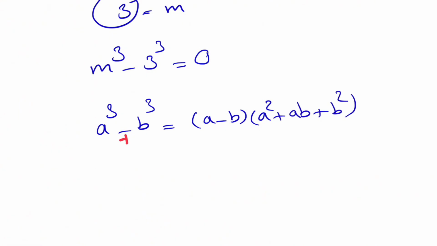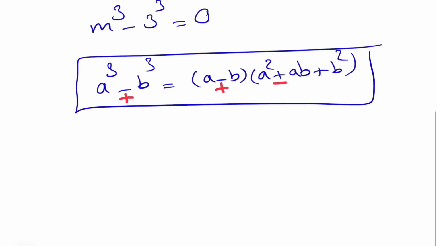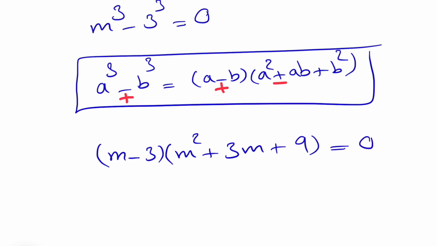And in here, if we have a positive sign, everything's the same. We get positive sign in here, negative sign in here, but that's not the case in here. That was just for the sake of reviewing the formula. So we're going to use this one in here. So we will get m minus 3 times m squared plus 3m plus 9 is equal to 0.